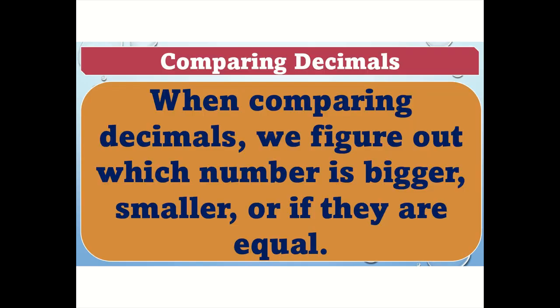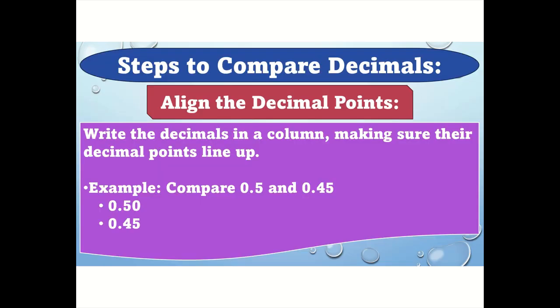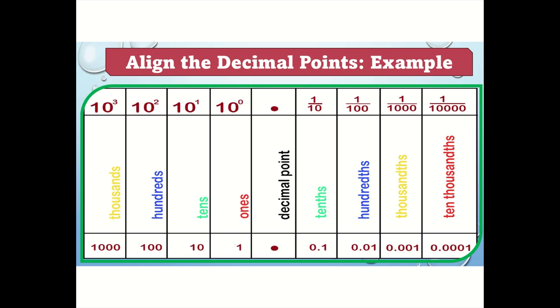Comparing decimals. When comparing decimals, we figure out which number is bigger, smaller, or if they're equal. Steps to compare decimals. Align the decimal points. Write the decimals in a column, making sure the decimal points line up. Example, compare 0.5 and 0.45: 0.50, 0.45. Align the decimal points.